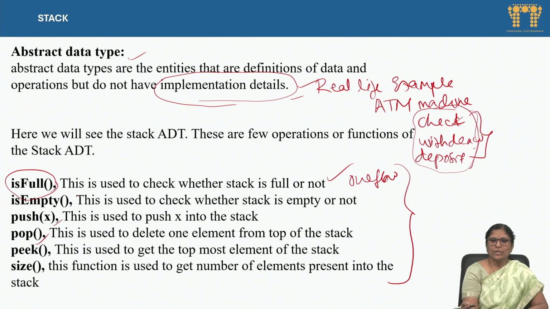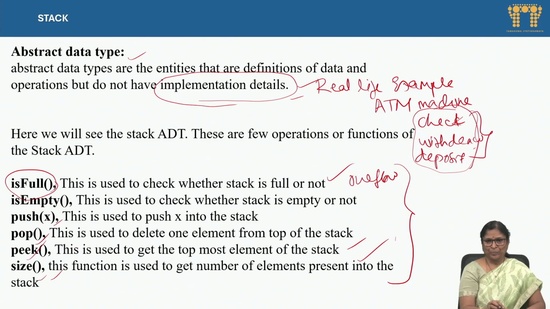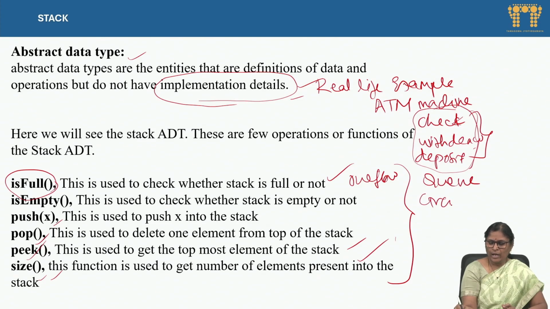Then pop removes an element from a stack. Then peek is always to access the top element of the stack. And then size gives the number of elements currently present in the stack. So this is the actual template for the stack we have discussed. Similarly, you can write it for other data structures like linear queue, circular queue, then linked list. This is the way to write an abstract data type for various data structures.